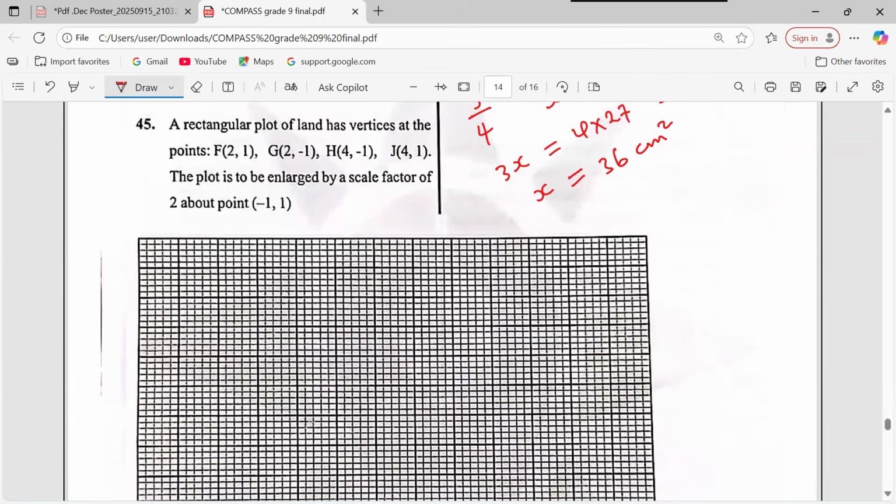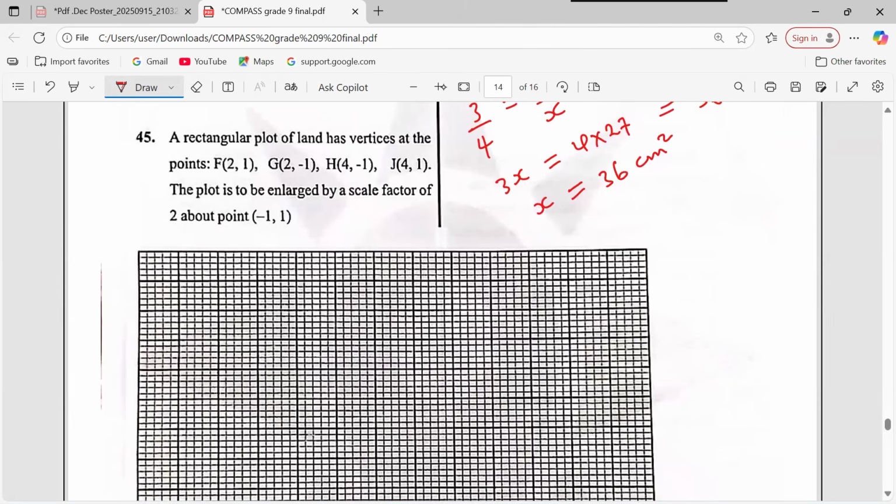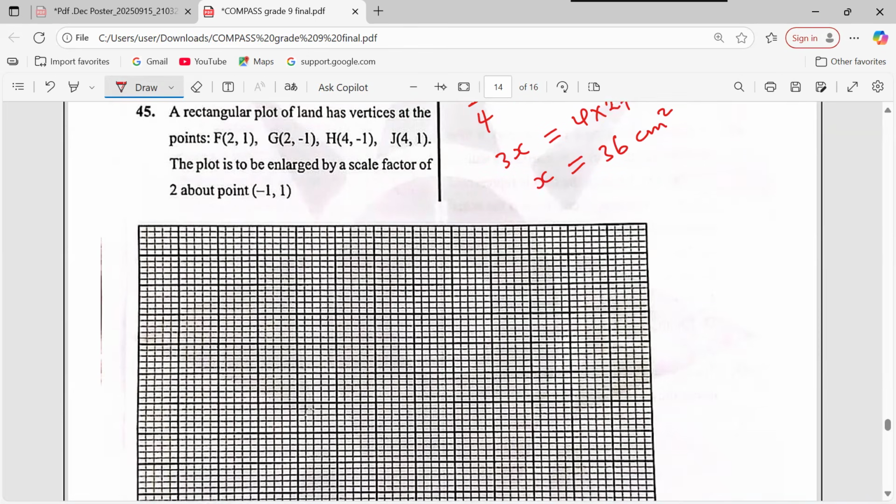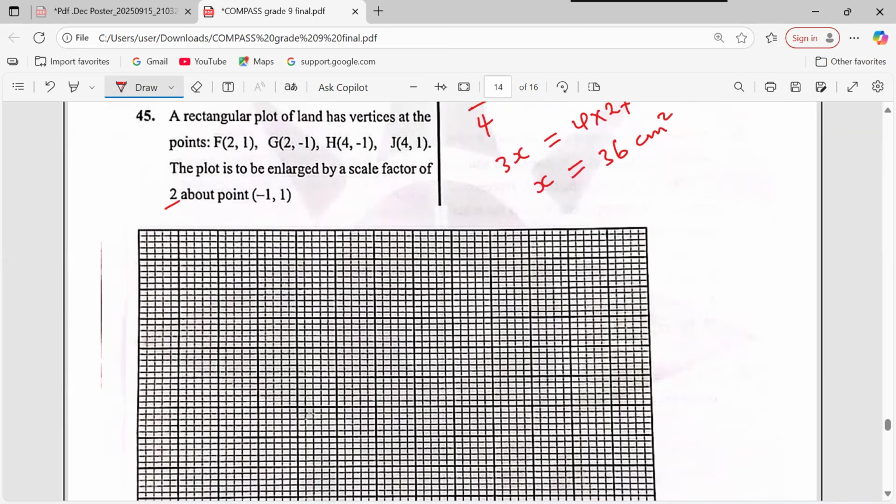At number 45 now. A rectangular plot of land has vertices at points F (2, 1), G (2, -1), H (4, -1), and J (4, 1). The plot is to be enlarged by a scale factor of 2 about the point (-1, 1). So this is the scale factor, +2. This is the center for the enlargement.